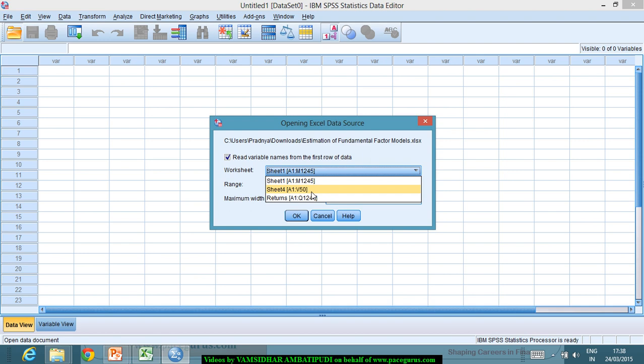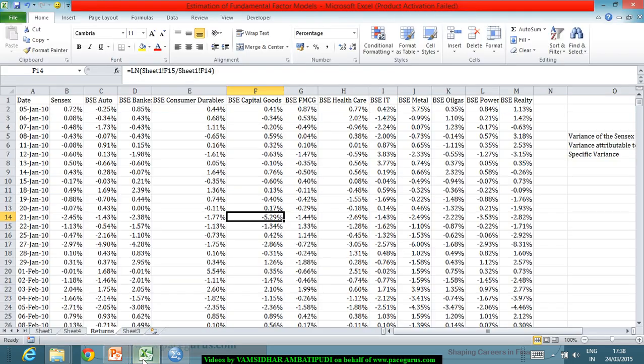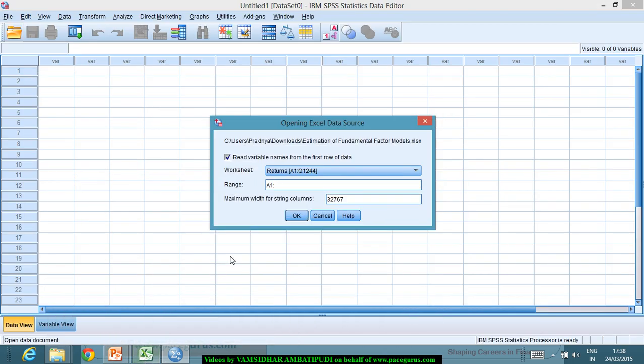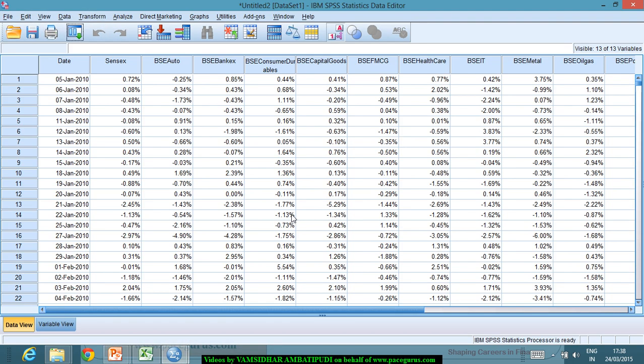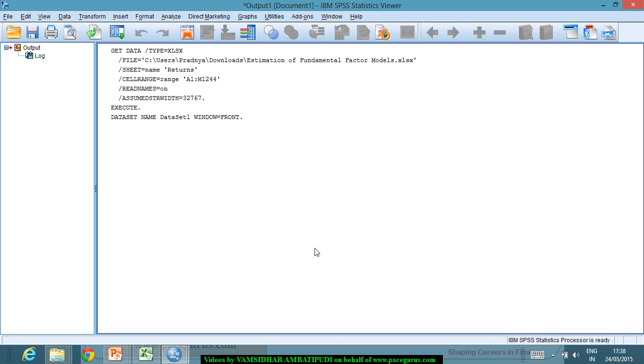I'll get it from the return sheet, and I'll pick up the data from A1 to M column. M1244 is the data that I would like to pick up. All right, so this is my data that I have got from Excel sheet into SPSS.